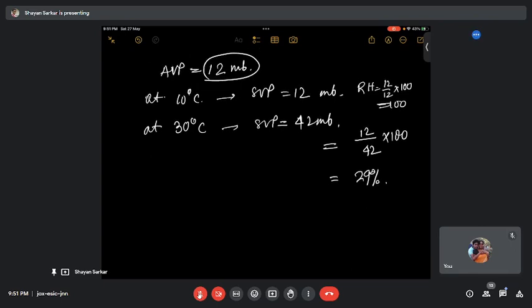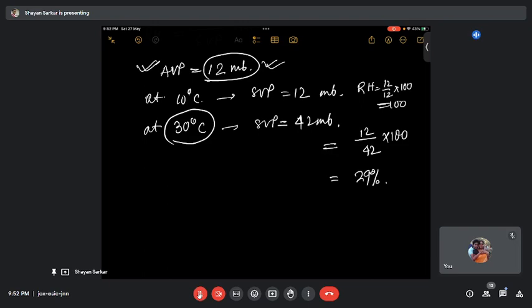Suppose we are in 30 degrees Celsius temperature condition and our AVP is 12 MB. So now suppose we want 100% saturation, keeping the AVP 12 MB. So what we will do, we will try to decrease the temperature, right? We will try to decrease the temperature. Okay.